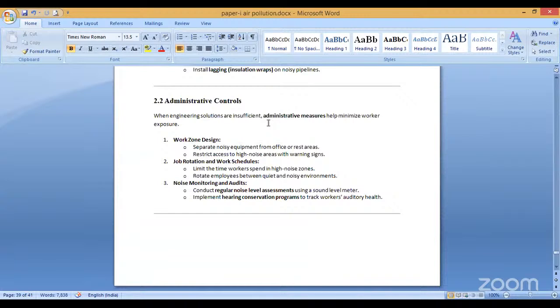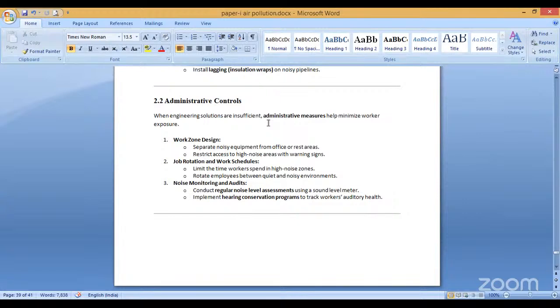The next one, the administrative controls. When the engineering solutions are insufficient, administrative measures help minimize worker exposure. The work zone design: separate noisy equipment from office or rest areas. Restrict access to high-noise areas with warning signs. Job rotation and work schedules.